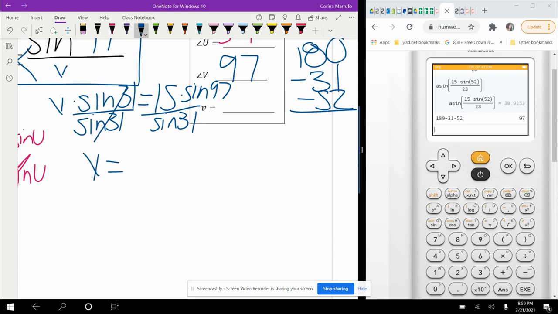I'm going to plug that in my calculator. So 15 times, I meant to press times, and I pressed divided by, sine of 97, and then close parentheses. And then we're going to divide that by sine of 31. Go ahead and press enter, and that gives me 28.9.